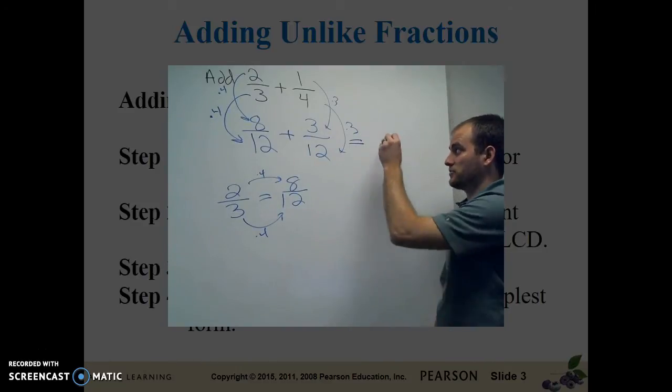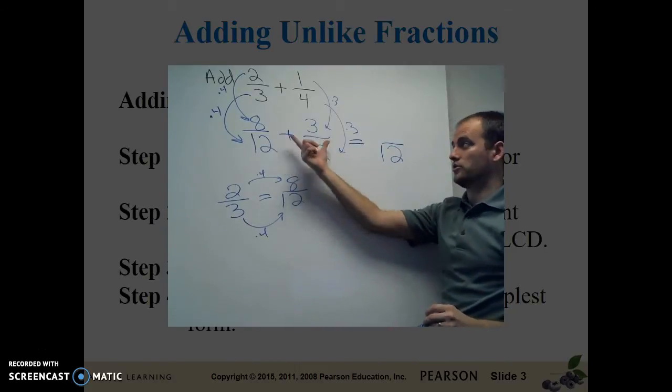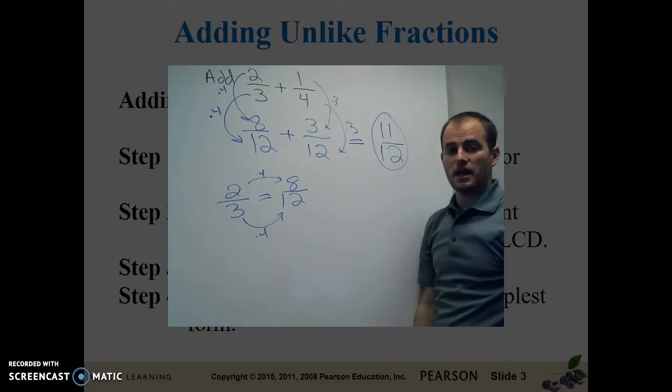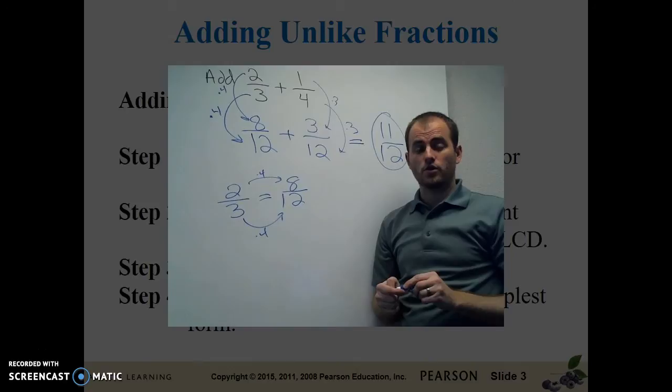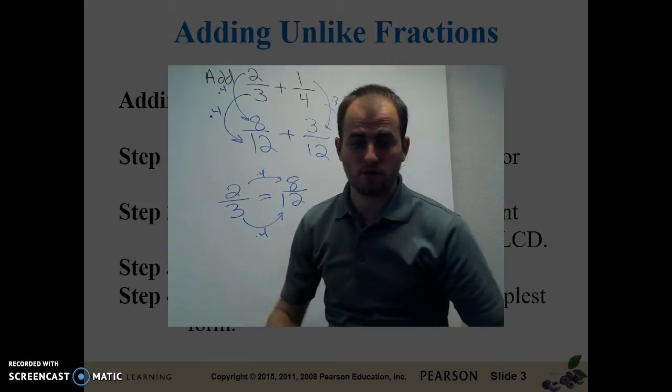Remember, to add fractions, they have to have a common denominator. We don't add their denominators. We just add the numerators. 8 plus 3 would give us 11 over 12. So 2/3 plus 1/4 adds up to 11 over 12.